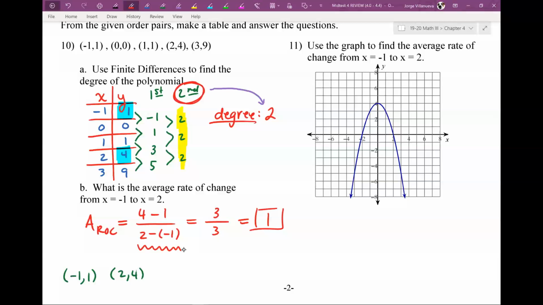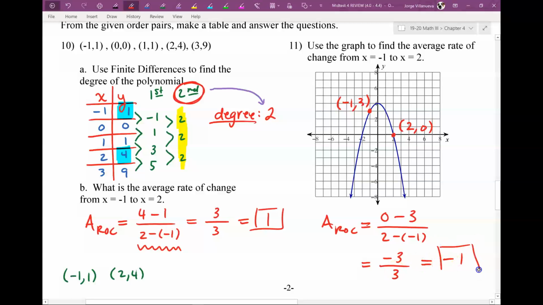Now, 11 is the same exact thing. The only difference with number 11 is they want you to figure out the point. So this point here is 2, 0. And this one is negative 1, 3. So 2, 0 and negative 1, 3. So you're going to do your average rate of change. So the AROC again of y2 minus y1. So I'm going to put 0 minus 3. And then 2 minus negative 1. So 0 minus 3 is negative 3. 2 minus negative 1, that's a positive 3. So my answer is a negative 1.